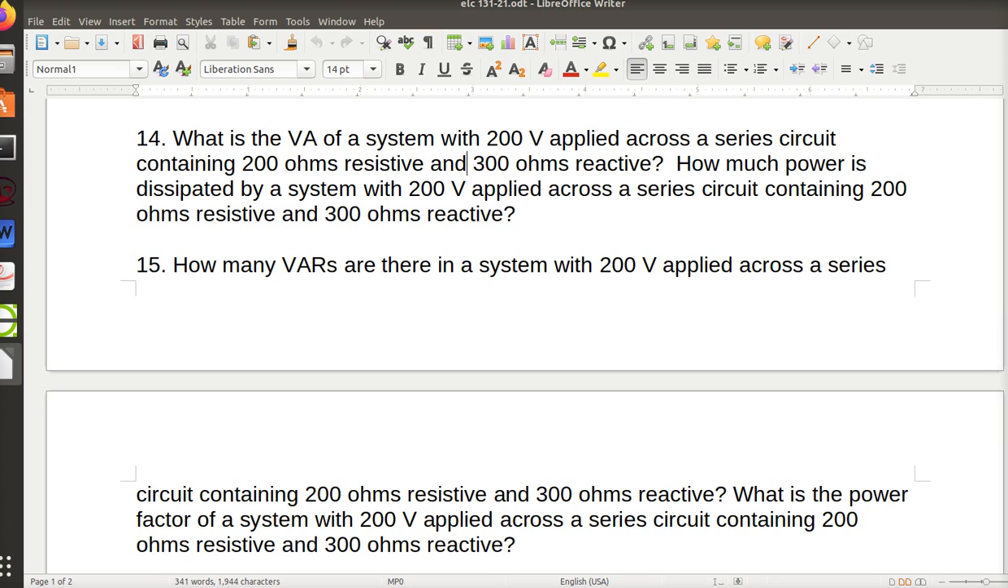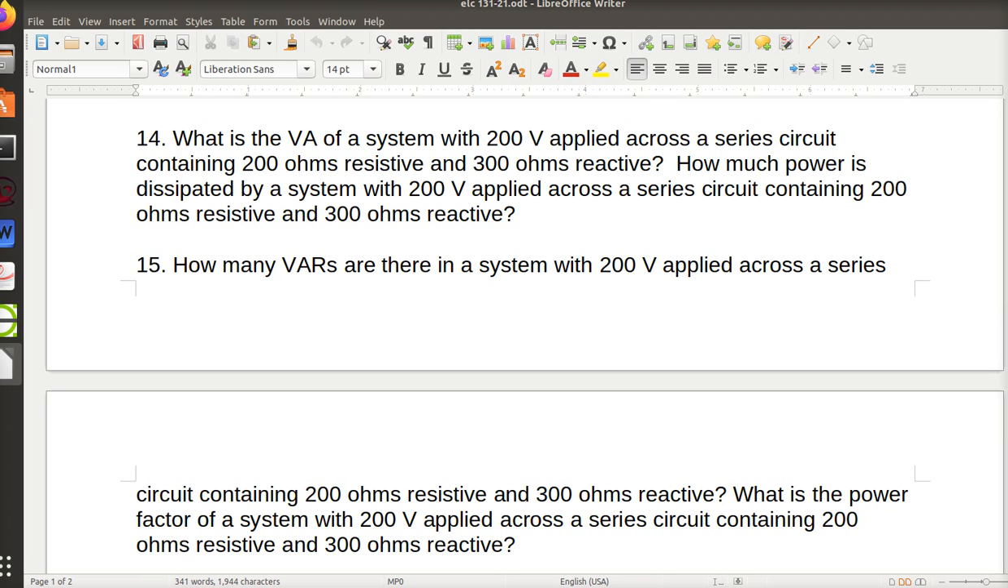How many VARs are there in a system with 200 volts applied across a series circuit containing 200 ohms and 300 ohms reactive? So this one is similar to 14 because I'm using the same values. In your power triangle, your horizontal part that corresponds with the resistance of the impedance triangle is your actual power. And the vertical part that corresponds with the reactance of your system is what we call the VARs.